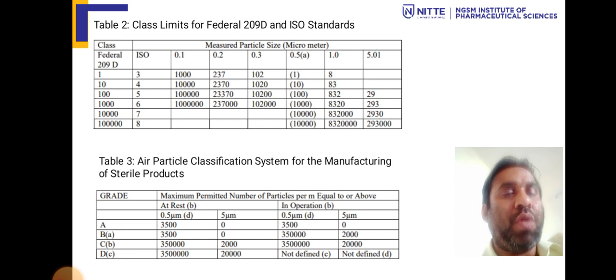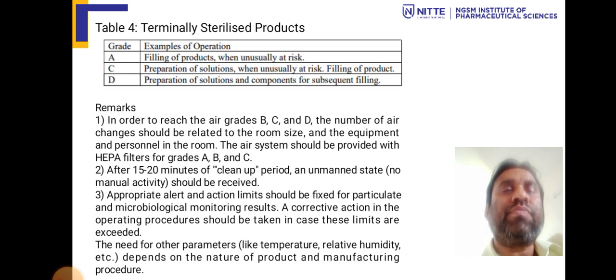Whereas in the case of operation condition, it can be 35 lakhs to 20,000, and in the case of D, it is not well defined, it can be more than that. So class A and B are very good standards, which have the minimum number of particles for manufacturing of sterile products. Now we will see table 4, which tells about terminally sterilized products in grade A, B, C, D.